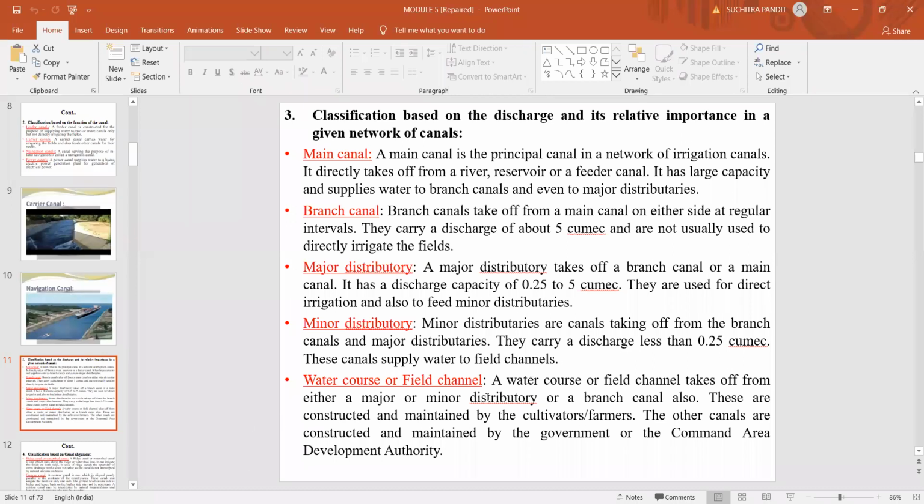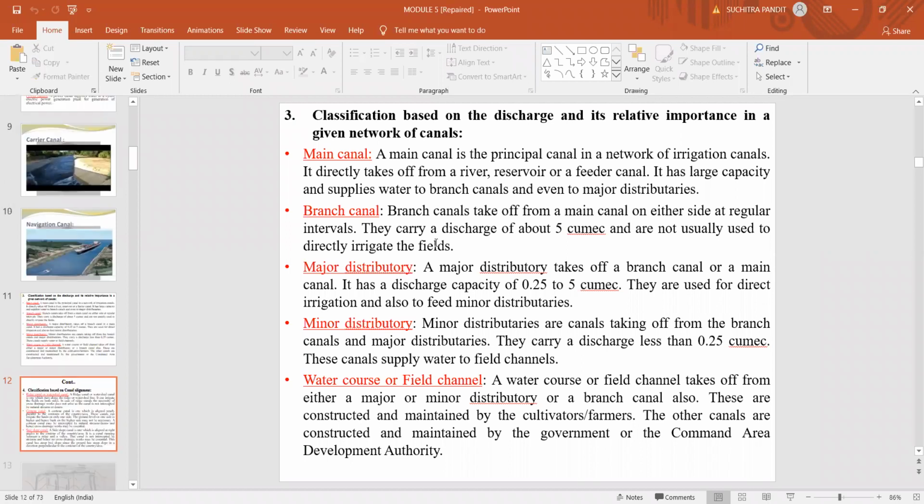Next, water course or field channel. A water course or field channel takes off from either major or minor distributaries or branch canal. They are constructed and maintained by the cultivators and farmers. The other canals are constructed and maintained by the government or the Command Area Development Authority. Only these field channels and water courses are maintained by the farmers, whereas the main canal, branch canal, major distributaries and minor distributaries are controlled by the government agency.